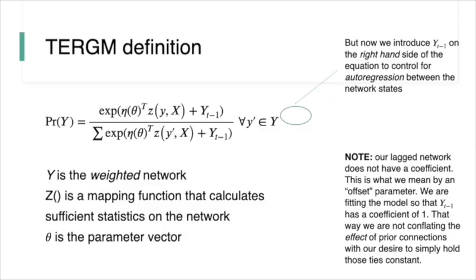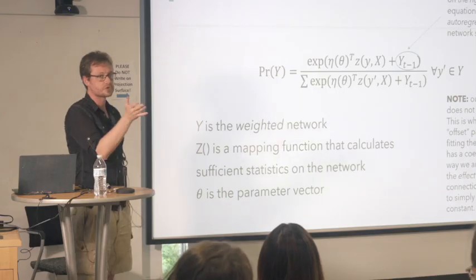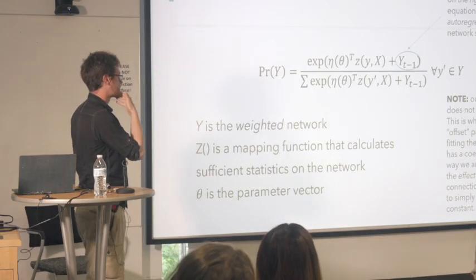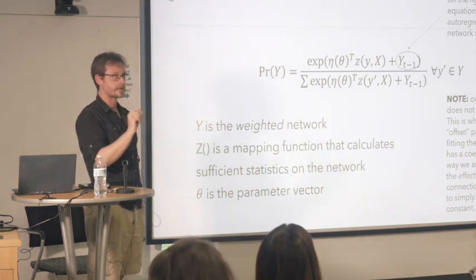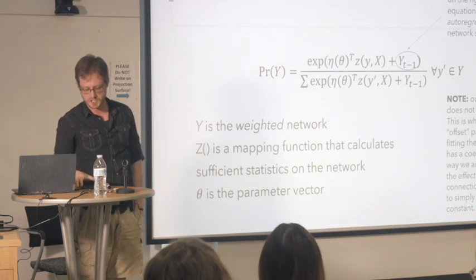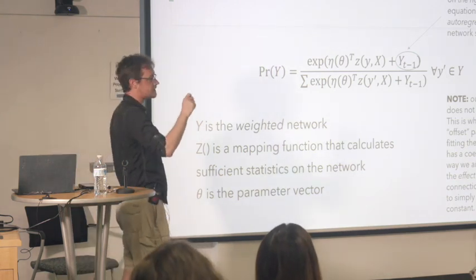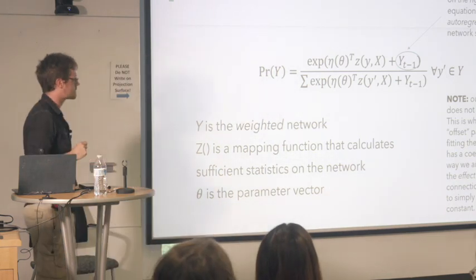So we have y_{t-1} on the right-hand side of the equation to account for autoregressive processes. We're treating it as an offset, so we're not actually trying to absorb the effect of that prior time panel, though we could if we actually wanted to, in the traditional model, but instead we're just trying to hold it constant. And we'll talk a little bit later about what that implies for the change process we're examining and why that's meaningful to think about in the case of TERGM.